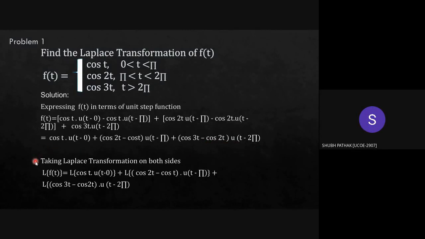So now we have to take the Laplace transformation on both sides, like we do in normal sums and in integration. So the Laplace transformation of f of t will give us the Laplace transformation of cos t into the unit step function of t minus 0, plus the Laplace transformation of cos 2t minus cos t into the unit step function of t minus pi, plus the Laplace transformation of cos 3t minus cos 2t into the unit step function of t minus 2 pi.